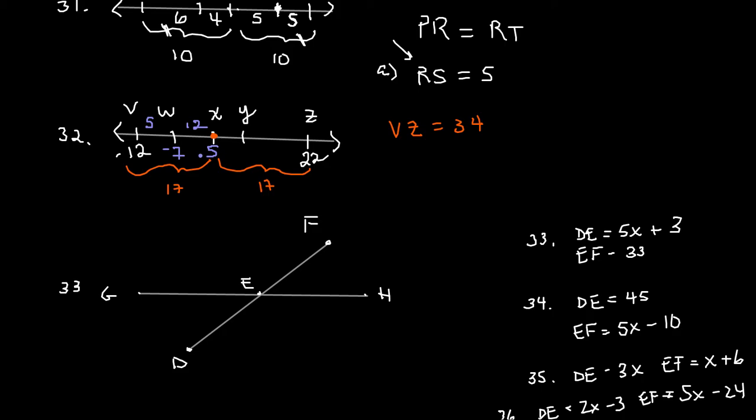We only have one more piece of information to get. We need to figure out what Y is. They also tell us something else. VY is 20. So here's V, here's Y. So let me just do a little brace. VY is 20. Well, we have 17 of them here, but we're going to go 3 more units to get to the 20.